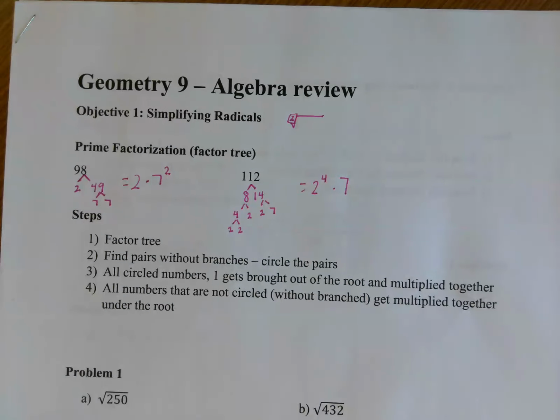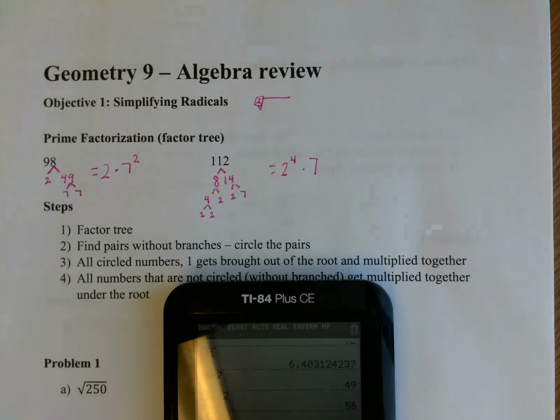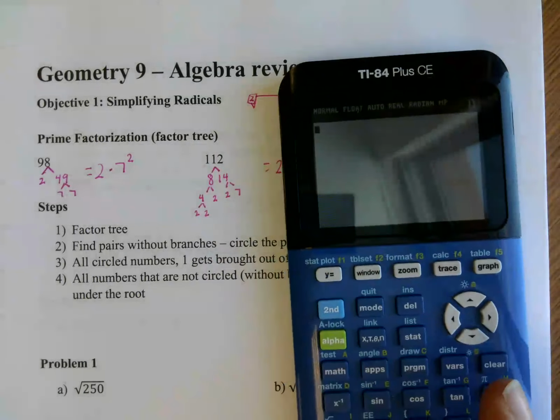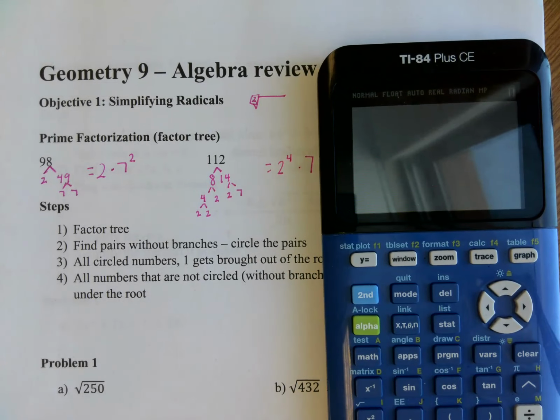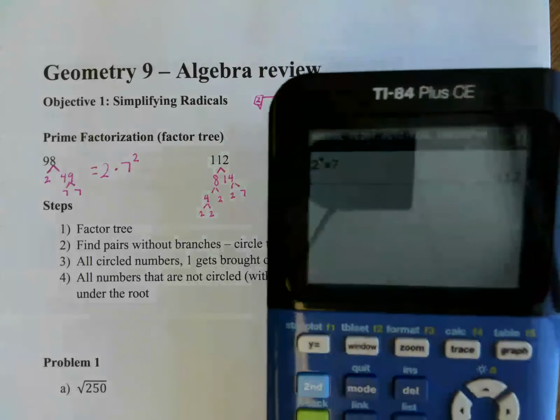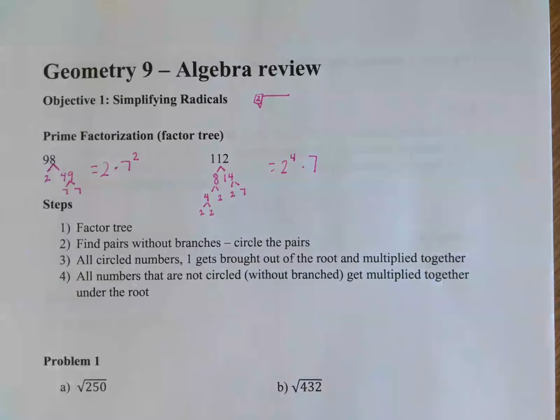You can always check your work for this. When you're looking at your prime factorization, in my calculator, if I do 2 raised to the 4th power, so this button right here is raised to the 4th power, and if I move that over, times 7, that should be equal to 112, and it is. It's kind of hard for you to see, though. So 112. So now we're going to actually get into simplifying radicals.